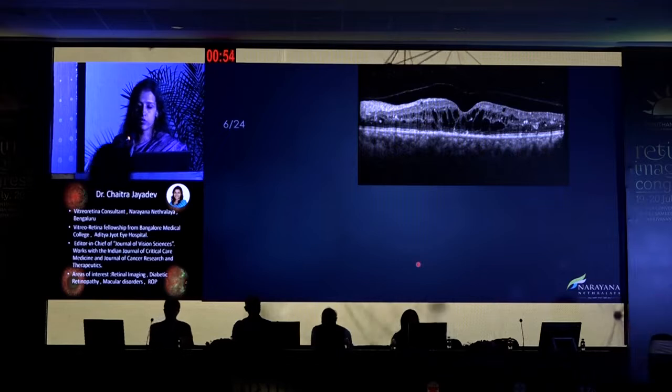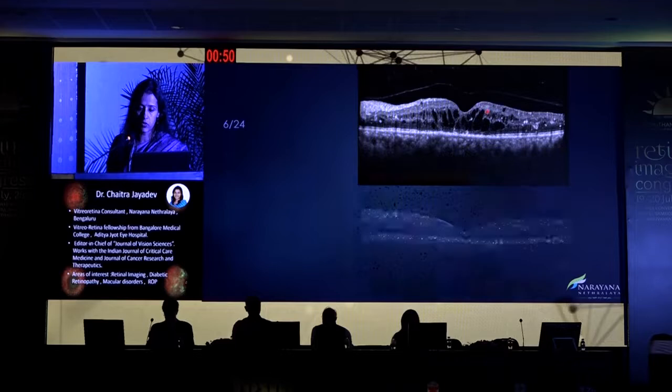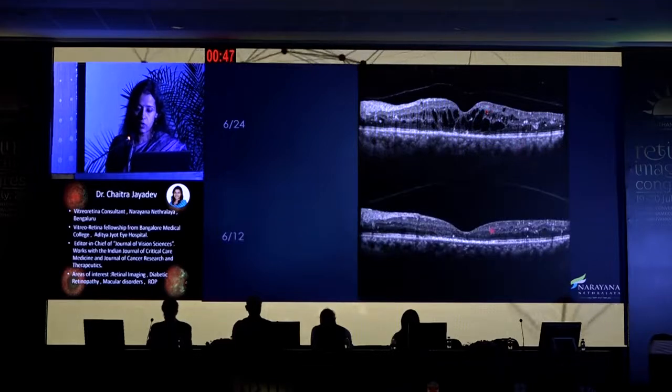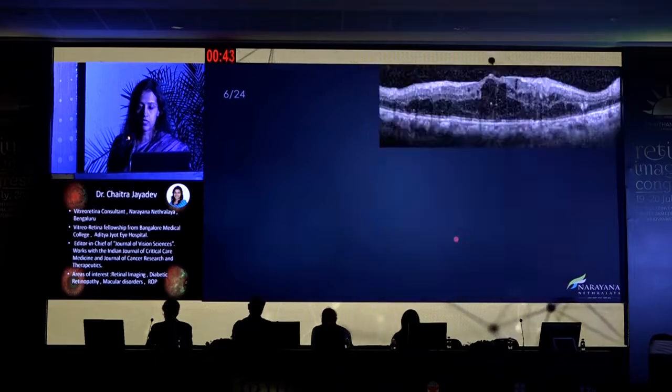So these are some cases. Patient presented with 6/24 vision, and you can see that there is disorganization here, but with treatment you can see that the layers are well seen up till the fovea and there is good visual improvement as well. This is again another patient who presented with waxing and waning disease with treatment, but finally settled with good visual acuity as the lines are seen quite well.